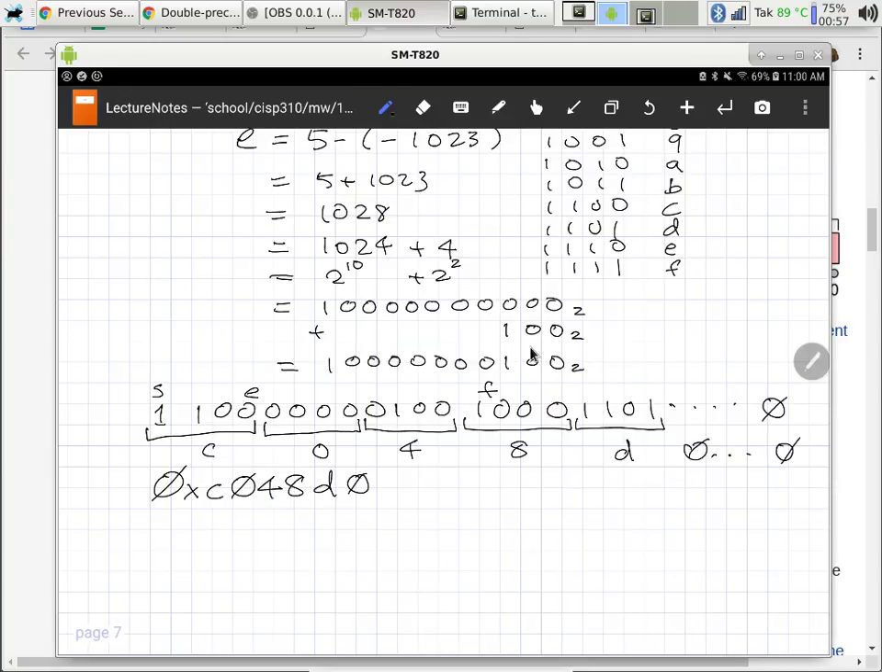0xC048D0, and how many more zeros do we need? Let's see, did I miss something? C04, 8D. Yep, okay. How many zeros do we need altogether after the D? 11, that's right. So we have 1, 2, 3, 4, 5, 6, 7, 8, 9, 10. I think that should make 11 zeros. Let me count. Yep, 11 zeros.